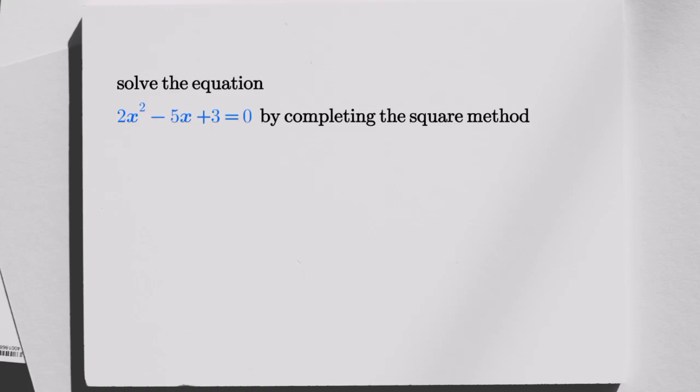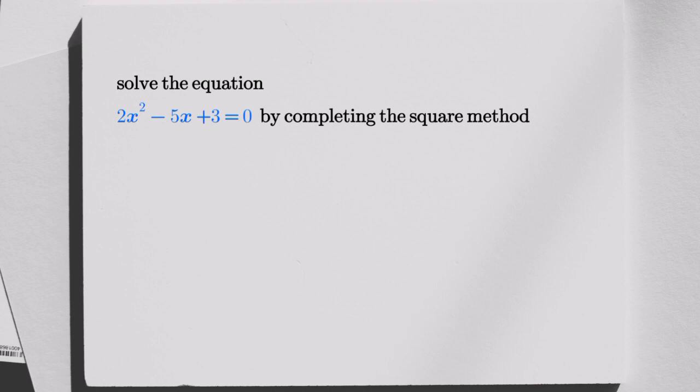So in today's video, we are going to focus on solving equations using the completing the square method. For the first question, we have 2x squared minus 5x plus 3 equals 0. We're going to solve this using the completing the square method.